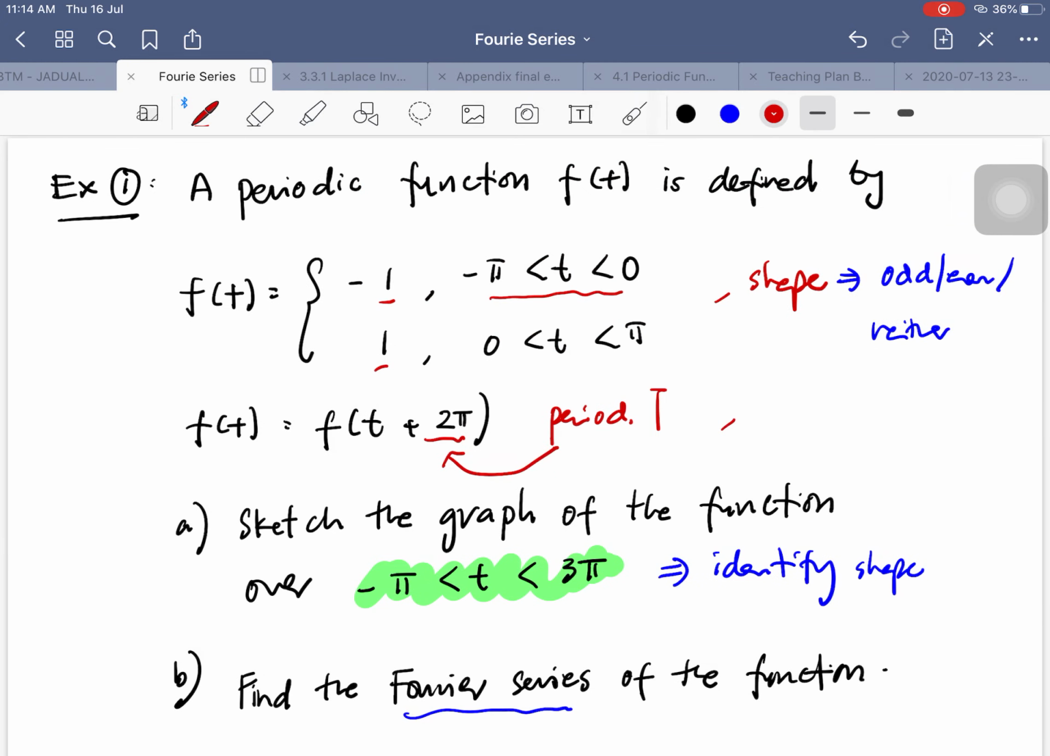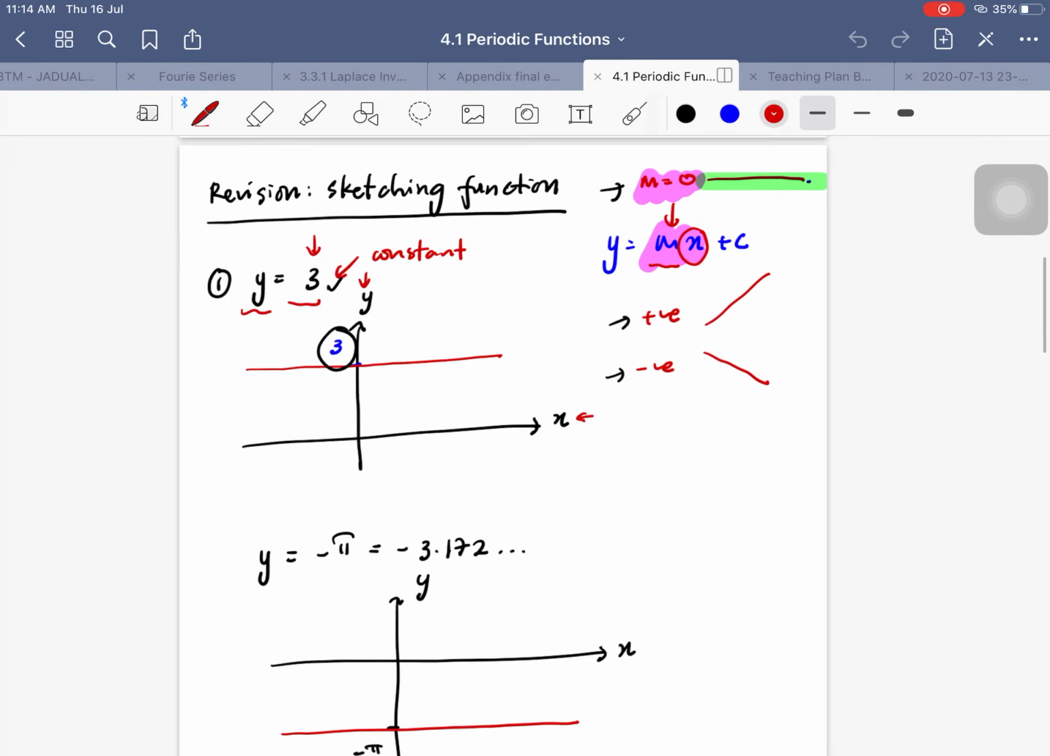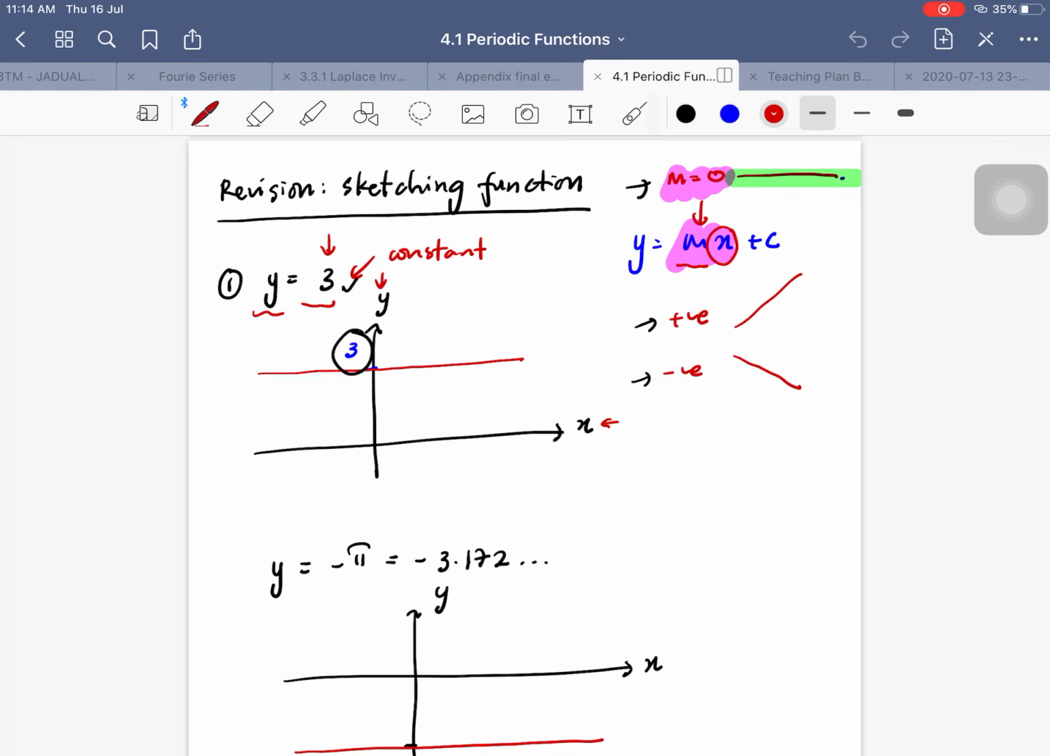So here I have a function of f of t equal to negative 1 from negative pi to 0. There's no t over here. Automatically, we know that this is going to be a function of a constant. And we have seen this before when I discussed with you section 4.1, how to sketch functions. The revision: when you come across a function that is a constant, automatically the gradient is going to be 0. So it's simply going to be a horizontal line at the number itself. For example, if I have y equal 3, it's going to be a horizontal line at 3 because the m is not positive, it is not negative, so it's not going up or going down. It's going to be a flat horizontal line.